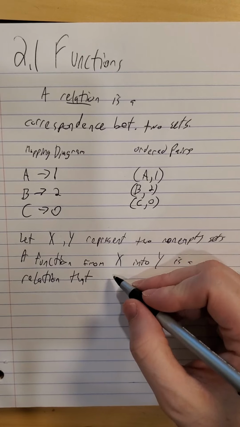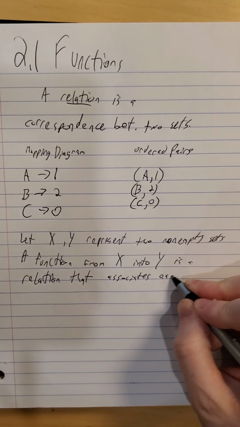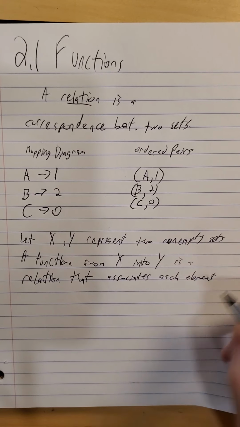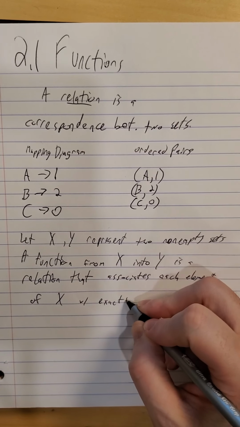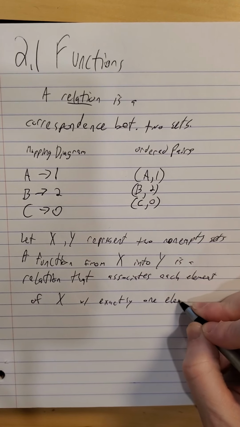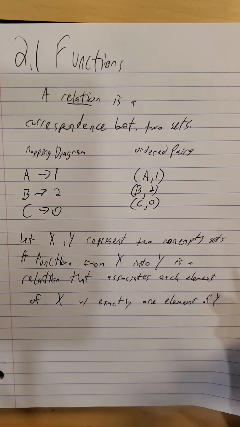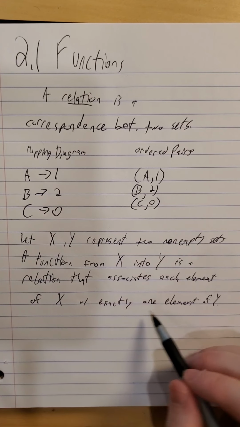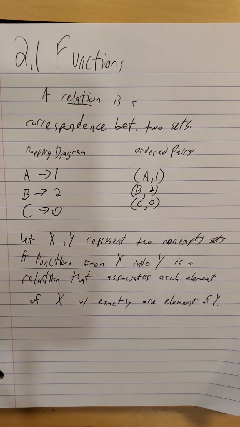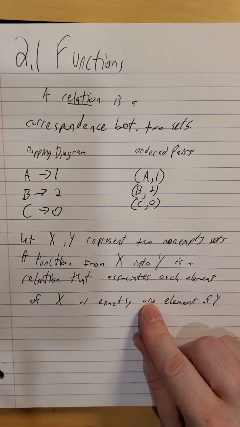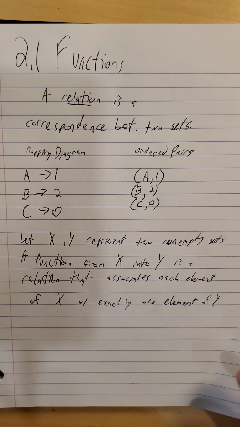So a function does what? Associates each element of X with exactly one element of Y. The "exactly" is more there for emphasis than really needing to be there for the definition. Generally speaking, if you're telling a number and not saying at least or at most, it's assumed you mean exactly.